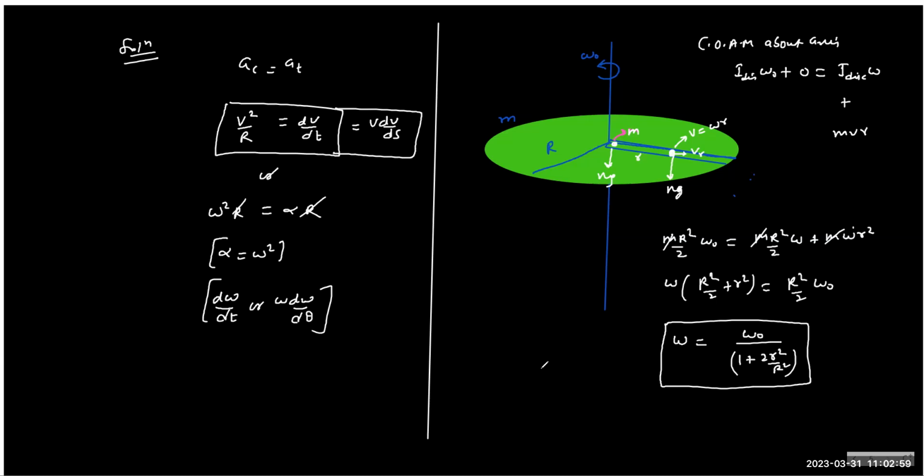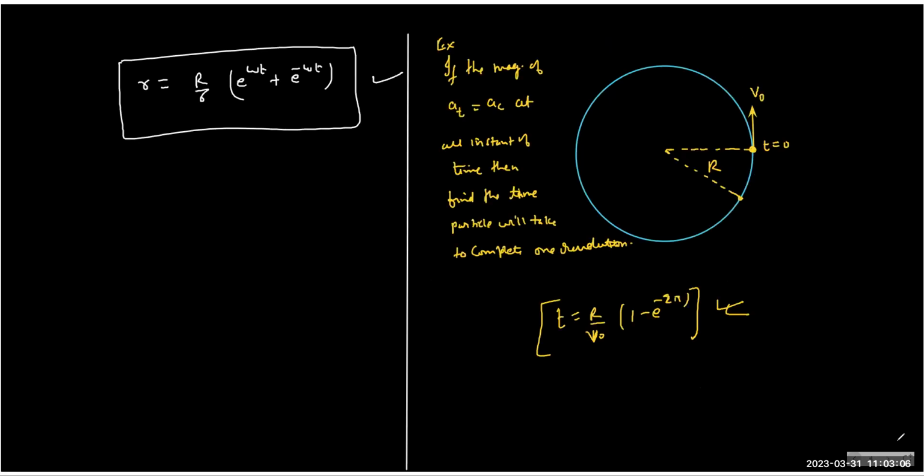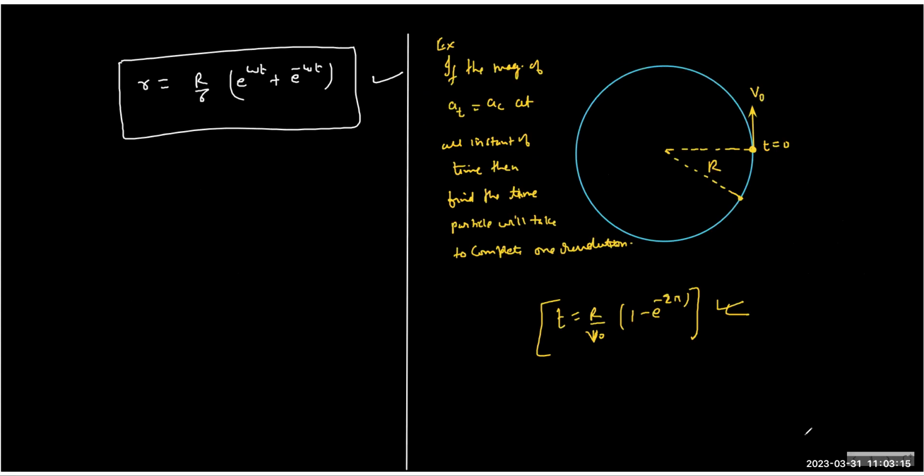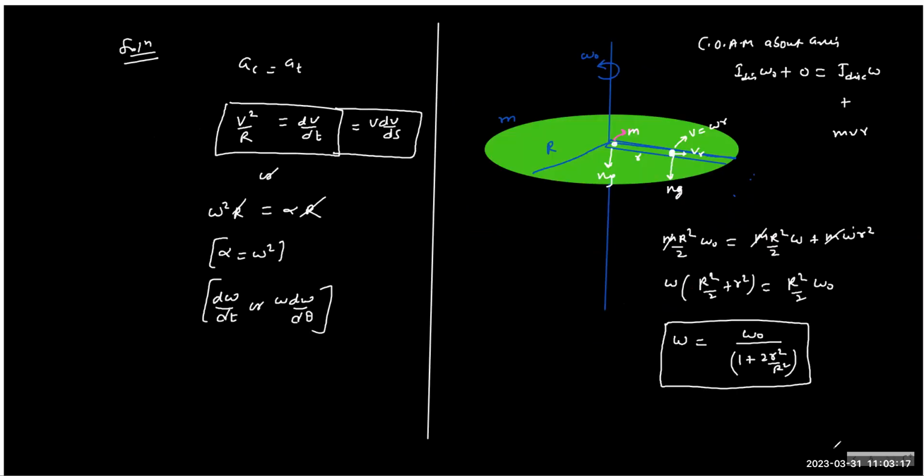Now, if you want to solve the same question as the previous one, there omega was constant, so your a_r was only depending on r. But now it will depend on r in a complex way. So the a_r will be how much? Omega square r. But this omega itself is omega naught square by (1 plus 2r square by R square) whole square, into r.